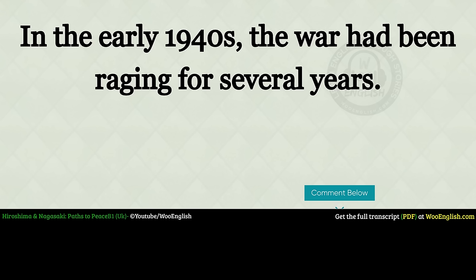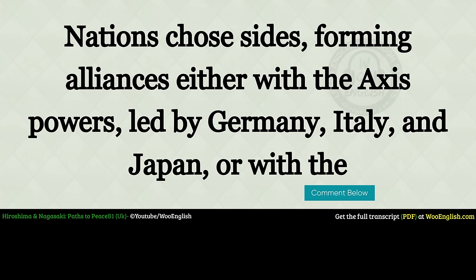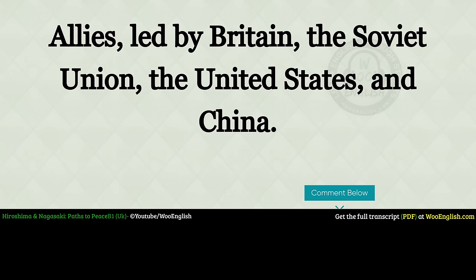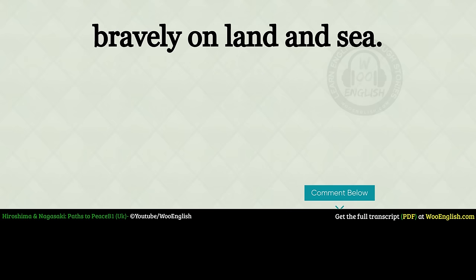In the early 1940s, the war had been raging for several years. Europe was engulfed in battles, and the Pacific Ocean became a vast arena for conflict. Nations chose sides, forming alliances either with the Axis powers, led by Germany, Italy, and Japan, or with the Allies, led by Britain, the Soviet Union, the United States, and China. Families across the globe listened closely to their radios, hoping for news of peace, while soldiers fought bravely on land and sea.